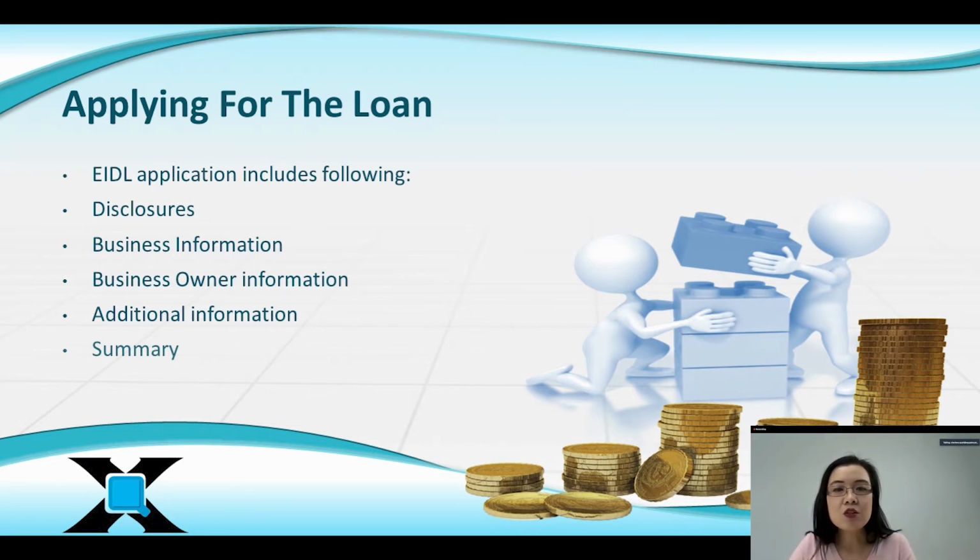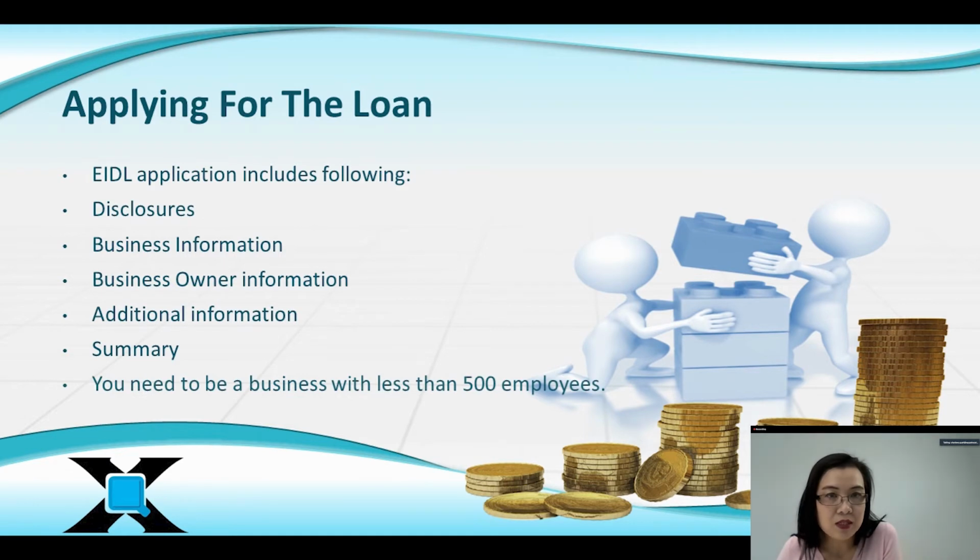The application starts with eligible entity verification. And if you look through all these criteria, it is saying that if you are an applicant, you have to be a business with not more than 500 employees. Meaning, if you are a large corporation, like if you're a Macy's, then you will not qualify.